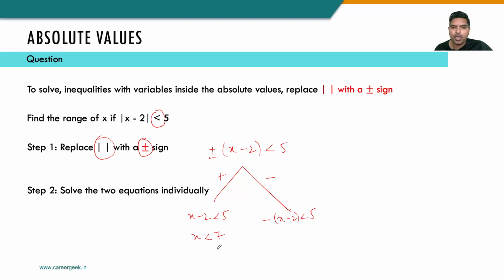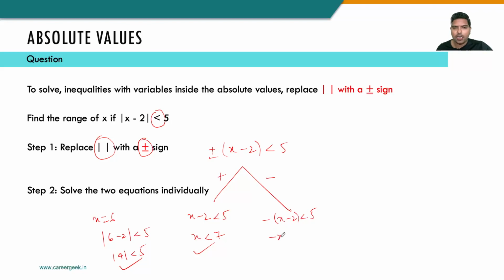Now how do we check? Take any value. I would take x equal to 6 and plug in and check. Mod of x minus 2 is less than 5. Mod of 4 is less than 5. This is true, so this holds true.